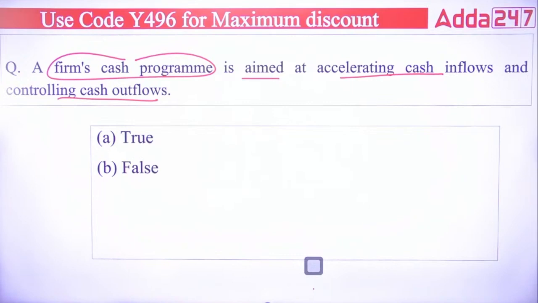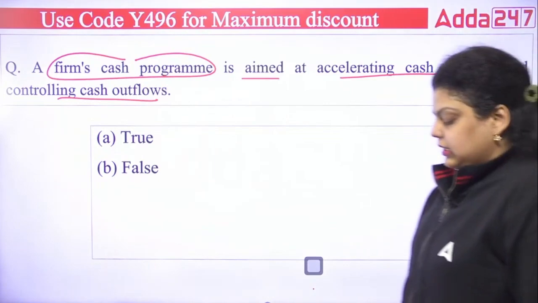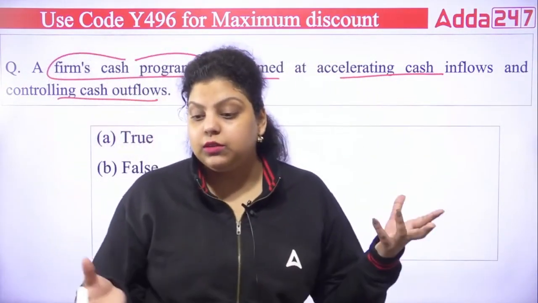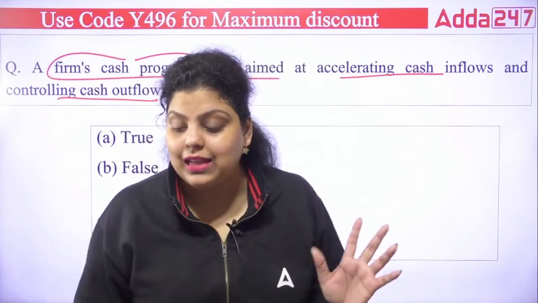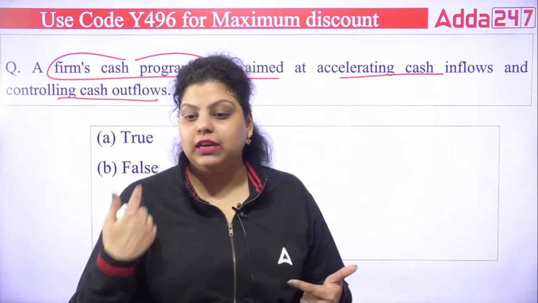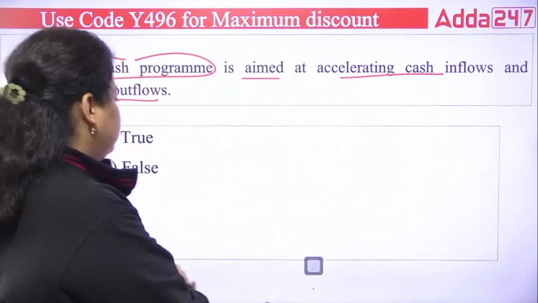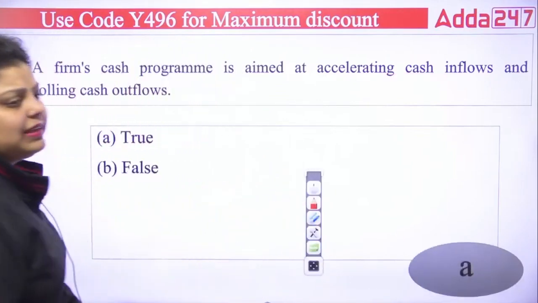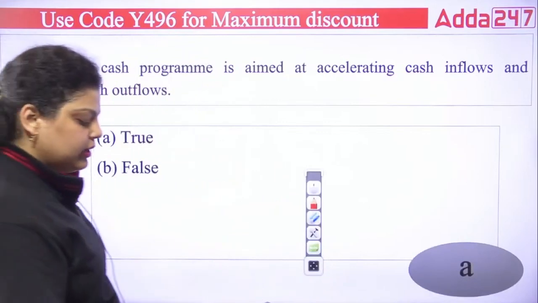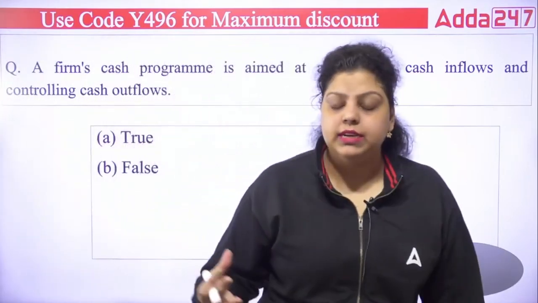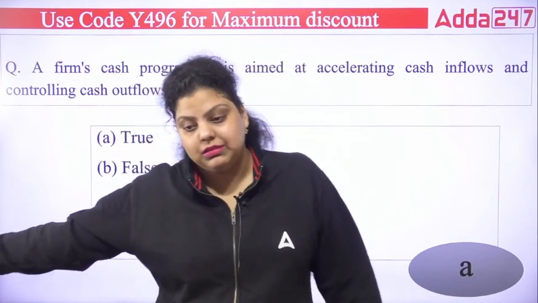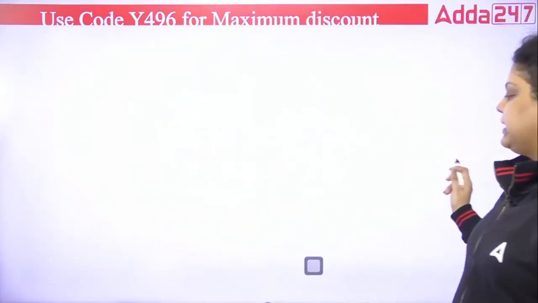And the right answer is very obvious, true, because a firm's cash program is also focusing on what inflow we need and what outflow we need, right? It makes a strategy for the cash inflows and the cash outflows. So the right answer is true. And that's what cash management service actually is. It helps you in your business to have proper liquidity and to decide where this liquidity has to be used in the business, so that in return, you will get profit.